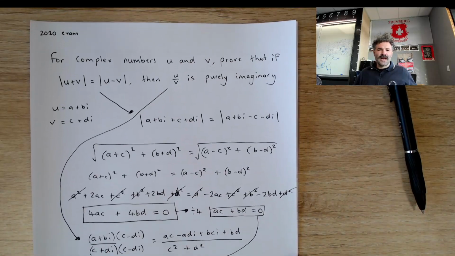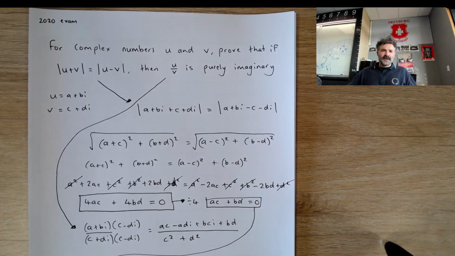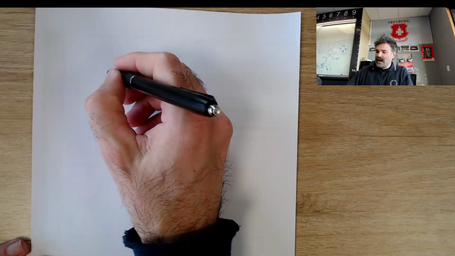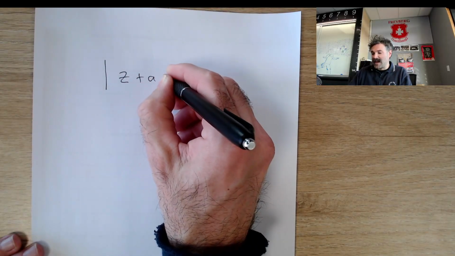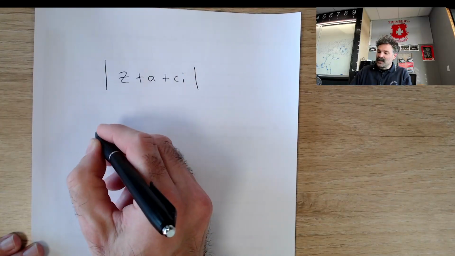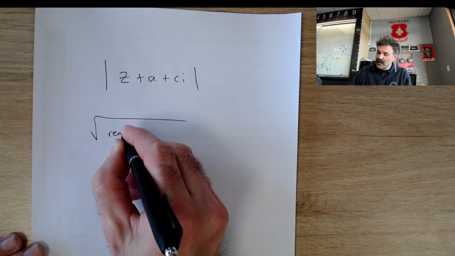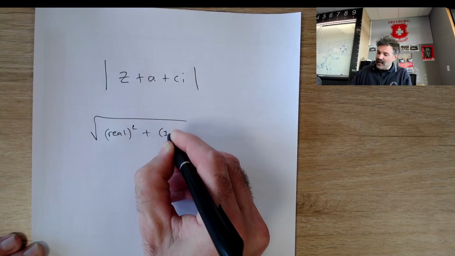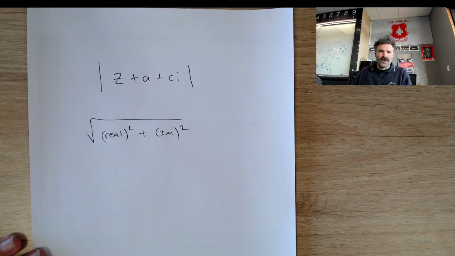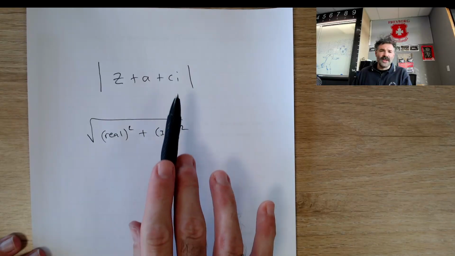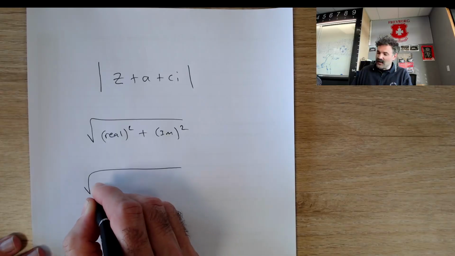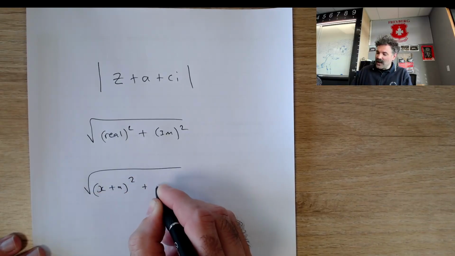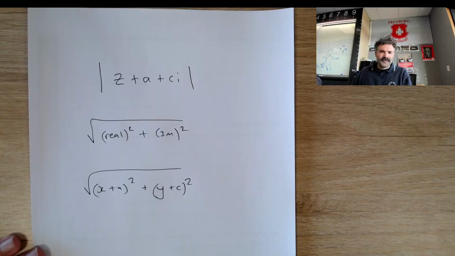All right, hopefully this video was helpful. We went through some slightly harder questions to do with the modulus. If you take anything away from this lesson, anything at all, it is that the modulus of z and any extra complicated stuff, a plus ci or whatever, it's going to be the square root of the real squared plus the imaginary squared. Very, very important. You should have that locked in your brain forevermore. That's what the modulus is equal to. In this particular case, it would be the square root of x plus a squared plus y plus c squared.